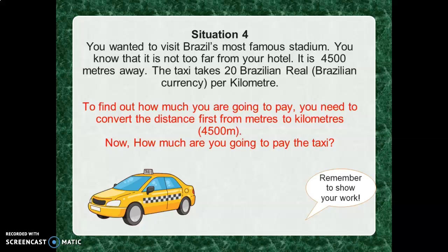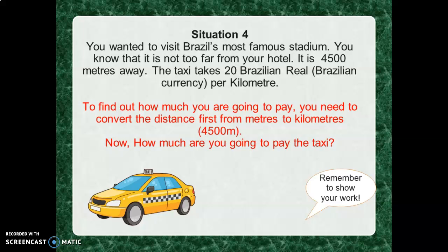Situation 4. You wanted to visit Brazil's most famous stadium. You know that it is not too far from your hotel. It is 4,500 meters away. The taxi takes 20 Brazilian real, which is the Brazilian currency, per kilometer.